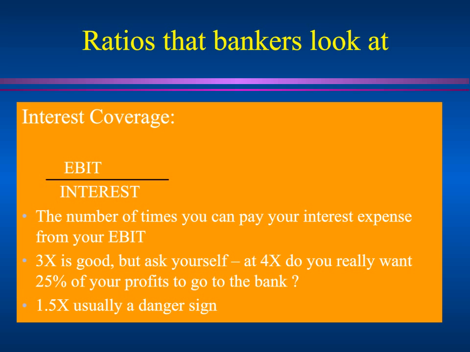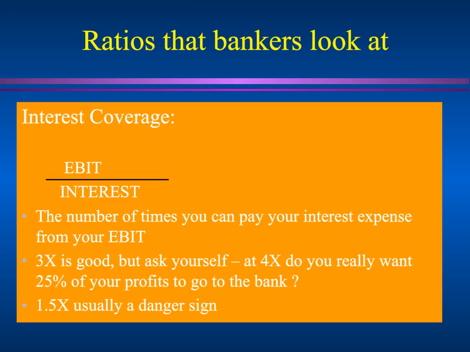As the title suggests, this is a ratio that bankers are interested in. It's called interest coverage. Basically, it has a look at your profit compared to your interest expense. So if we take earnings before interest and taxes and divide that by interest, we're going to get a number. And hopefully that's 5, 6, 7 times at least, something like that.